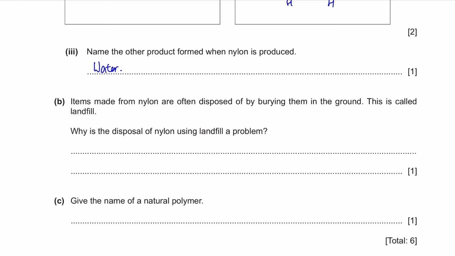Part B. Items made of nylon are often disposed of by burying them in the ground. This is called landfill. Why is the disposal of nylon using a landfill a problem? It's a huge problem because nylon is a non-biodegradable substance, which means it's just gonna be there forever and ever. And if that continues, we won't have enough space for any more waste products to be stored. So it's really a problem that the world needs to focus on.